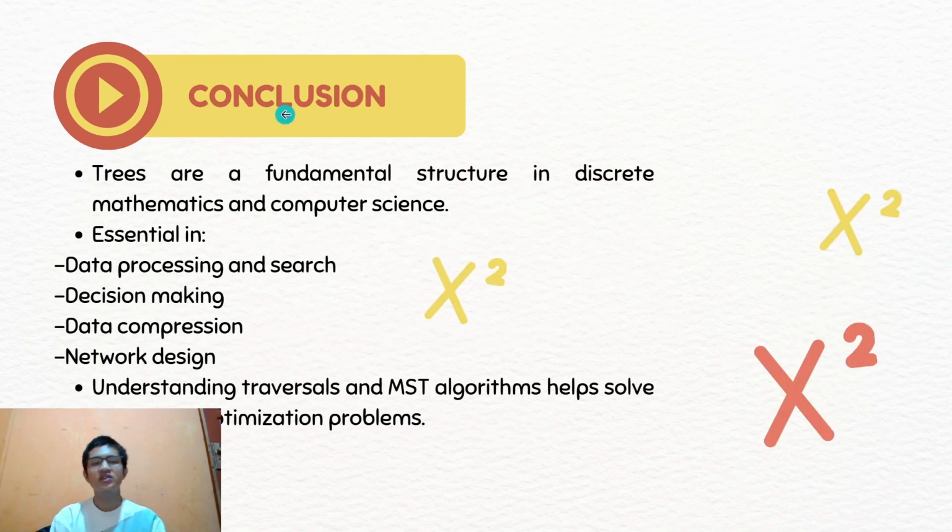So we've got the conclusion here. To conclude, trees are an essential structure in discrete math and computer science that are used for organizing and processing data, making decisions, compressing data, and designing optimal networks. Understanding tree traversal techniques and minimum spanning tree algorithms is crucial for solving real-world optimization problems.